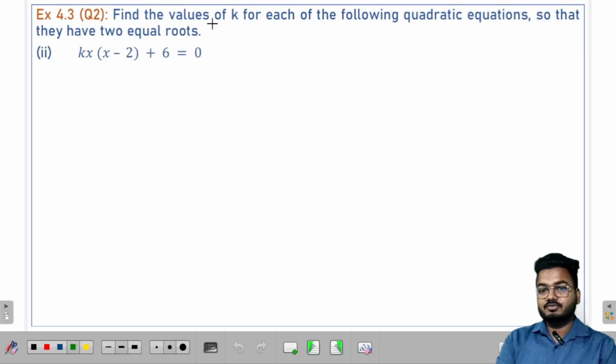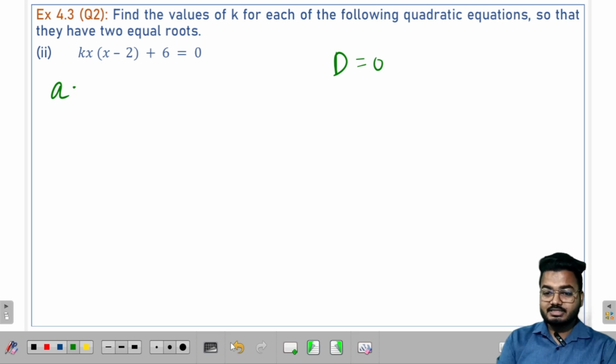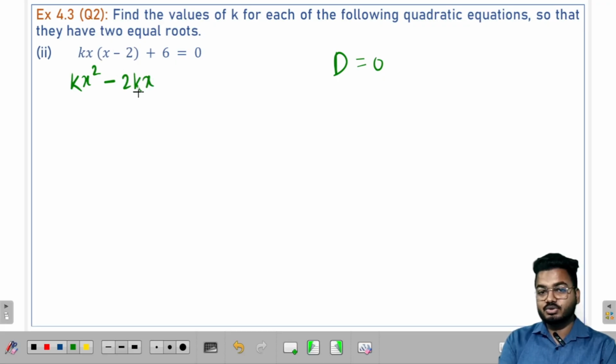Find the value of k for each of the following quadratic equations so that they have equal roots. Again equal roots, that means d का वैल्यू 0 करना है. So before that we have to simplify this little bit, क्योंकि ये quadratic equation के फॉर्म में है नहीं. So what I'm going to do, simplify it. kx into x, it will be kx square minus kx into 2, so minus 2kx. k is a constant. Okay, so just remember this, and x is the variable, and plus 6 is equal to 0.